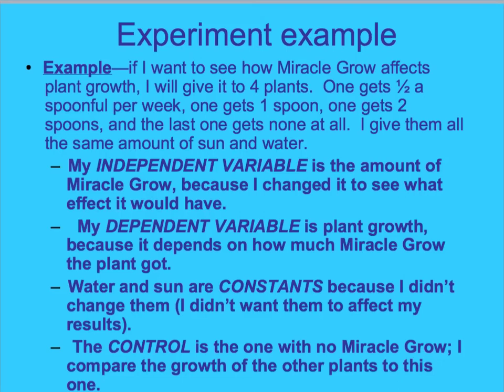So let's look at the different variables. The independent variable is going to be the Miracle-Gro, because I'm going to change it for each plant to see what the effect is going to be. The dependent variable is going to be the plant growth, because that is the variable that's going to respond to the Miracle-Gro. It depends on how much Miracle-Gro I give the plant. The water and the sun are going to be constants, because all 4 plants are going to get the same amount of water and the same amount of sunlight. And then the control is going to be the plant where I put no Miracle-Gro at all, so I can compare the growth of the 3 other plants to the control.